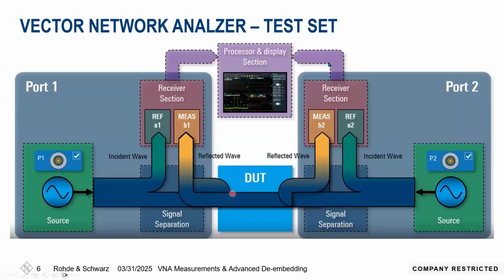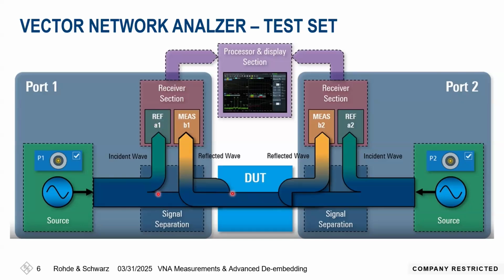Now let's see how the network analyzer works. Here we have a source that will generate the incident wave, which goes through port 1. Inside the vector network analyzer, we have a directional coupler, basically. This coupler will separate the incident wave, and it will go into the measurement receiver, which is also inside the vector network analyzer.